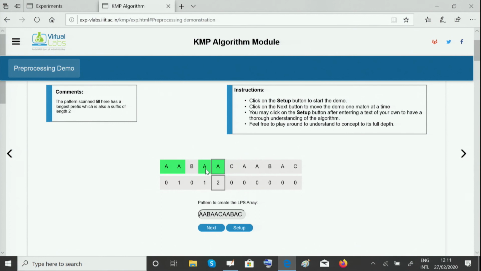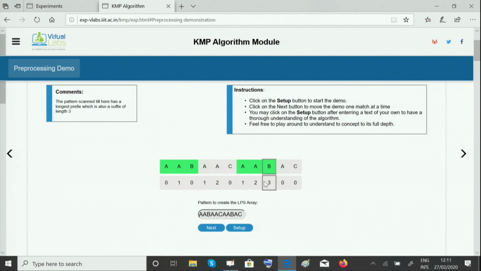Now AA is a suffix and a prefix as well, and its length is 2, so we assign the value 2. Now AAC is the suffix, but it doesn't have a prefix which is equal to it, so we assign the value 0. Again AA are suffix and prefixes, so we assign the values 1, 2. Now since AAB is a suffix and AAB is a prefix as well, we assign the value 3.